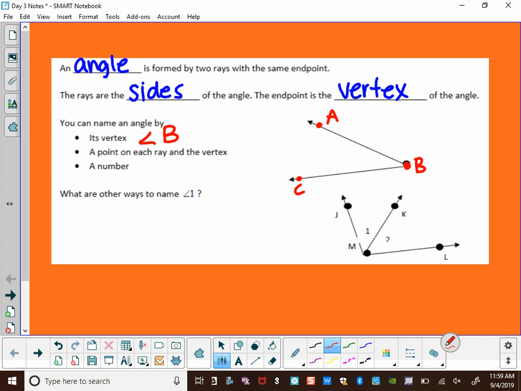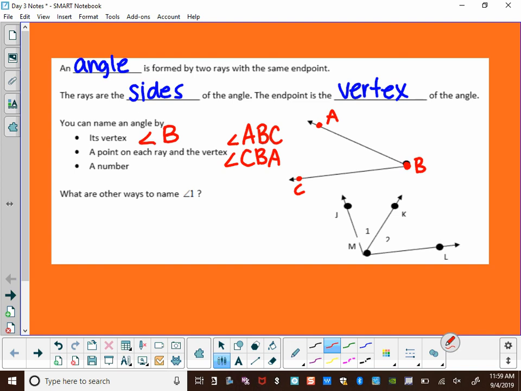Another way we can name the angle is by a point on each ray and the vertex. So I'm going to write angle, and I'm going to go in order of my letters through my vertex. So A, B, and C. That's how I can name that angle. What if I go backwards? What would that be? C, B, and A. Good, C, B, and A.